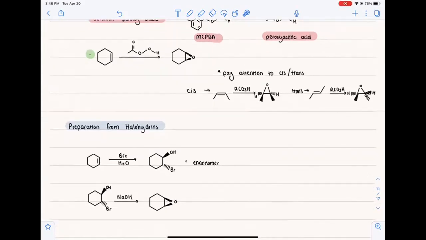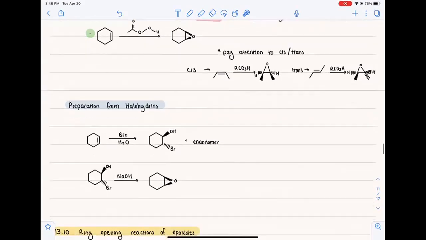And then pay attention to cis and trans. If it looks like this, then it's going to be cis, and if it looks like this, it's going to be trans. This is kind of like the E and Z thing, but it's not. So just keep that in mind, guys. You guys are doing a great job.